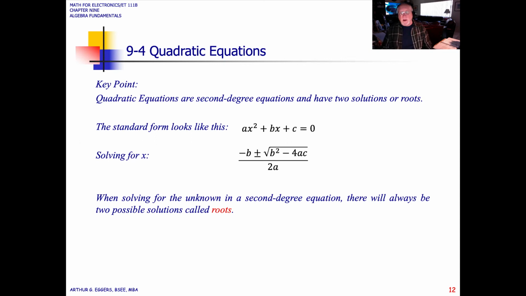Okay, to do this, we have to look at the quadratic form that the equation is in, the standard form. That standard form is some coefficient a times x squared plus some coefficient b times x plus c. Okay, these are the means, these are the extremes, and set that equal to 0. It has to be in that form to do the next step. The next step is we use this standard form, the quadratic equation: minus b plus or minus the square root of b squared minus 4 times a c, divided by 2a.